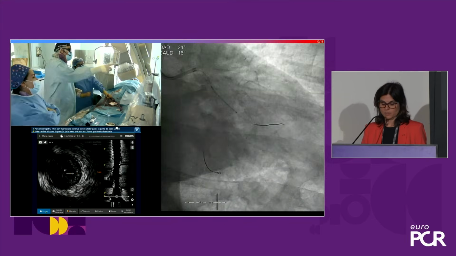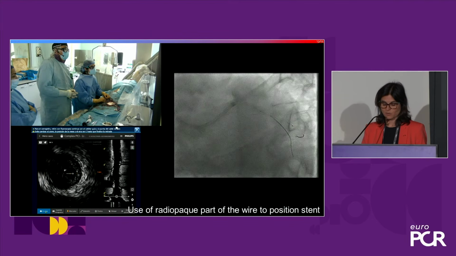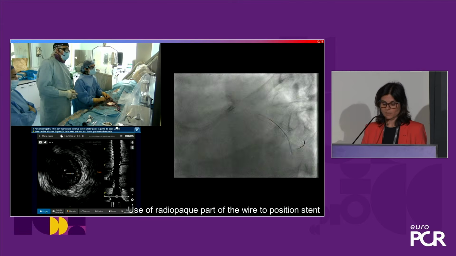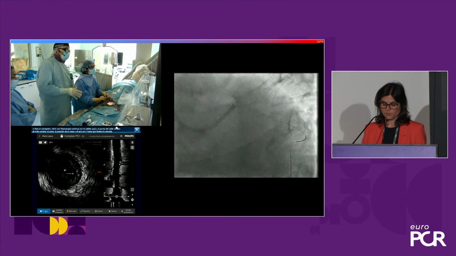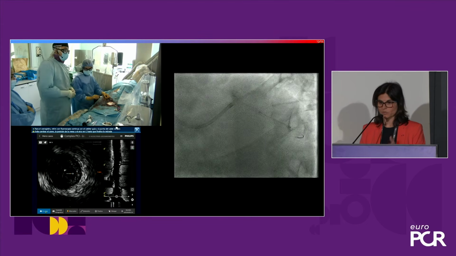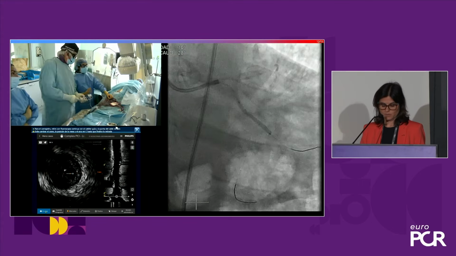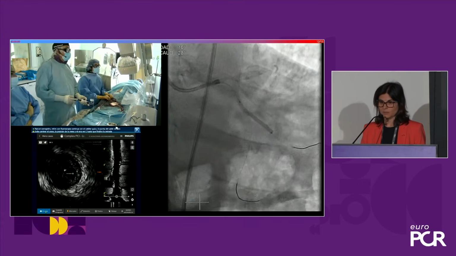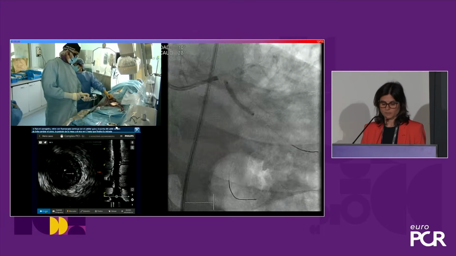And now we are positioning the stents. And this is another trick, using the radiopaque part of the wire, for example, when you have a bifurcation, to check again positioning of the stent. And this is the distal stent that we implanted, the 2.5 stent.